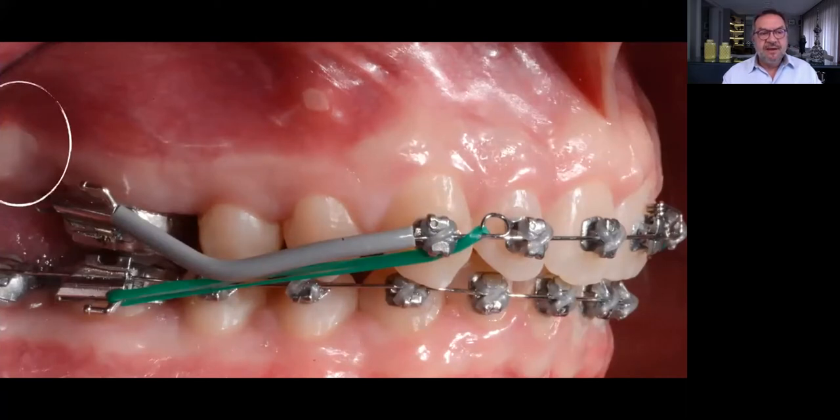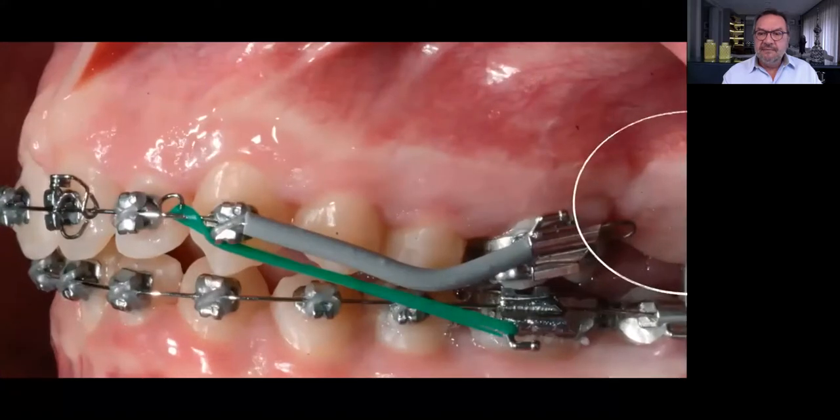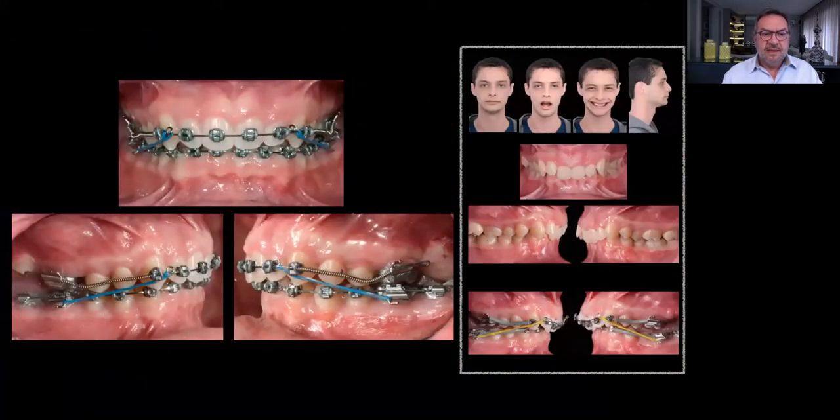Here you can see the third molar. Unfortunately, the third molar erupted, with a buccal view. Because the third molar was erupting, I got a little bit afraid. So I changed the bumper sleeve and put an open coil, aiming to move the molar distally faster. But at the same time, I increased the class two elastics force, aiming to avoid forward movement of the upper incisors because of the upper coil.